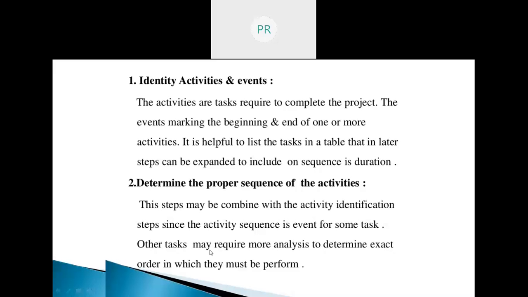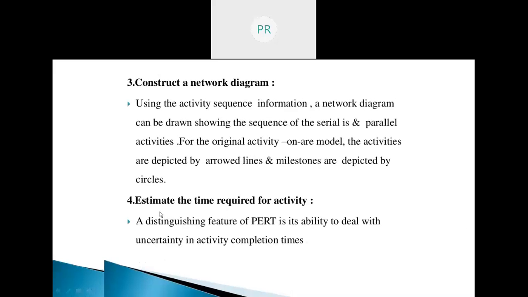Second, determining the proper sequence of the activities. This step may be combined with the activity identification step since the activity sequence is evident for some tasks. Other tasks may require more analysis to determine the exact order in which they must be performed.